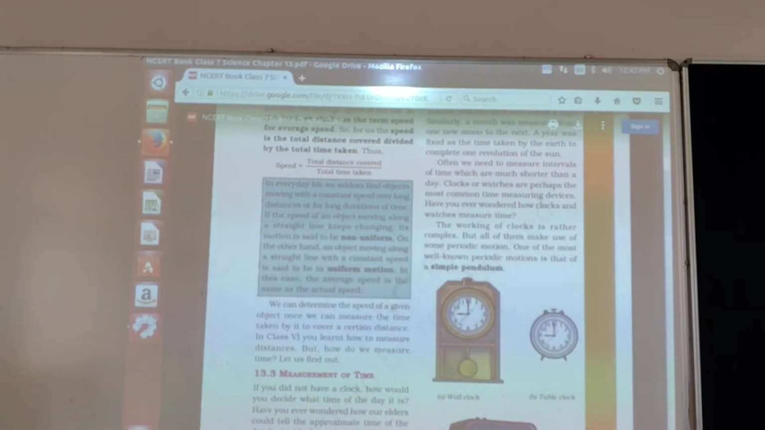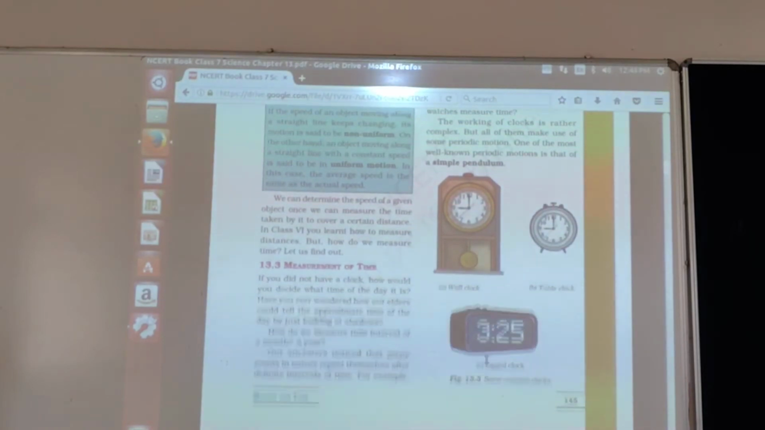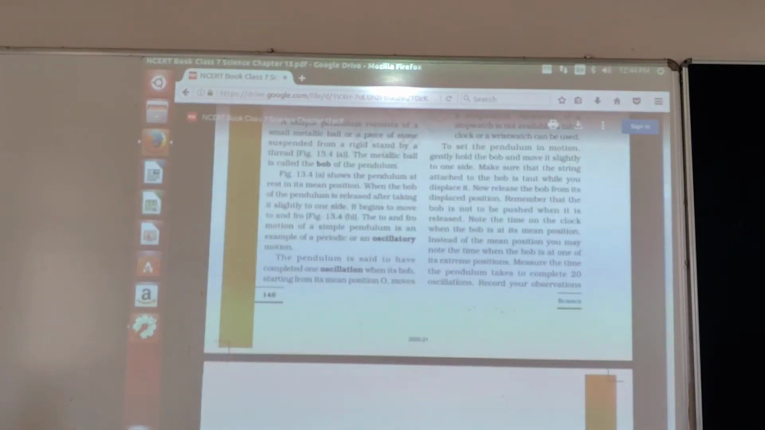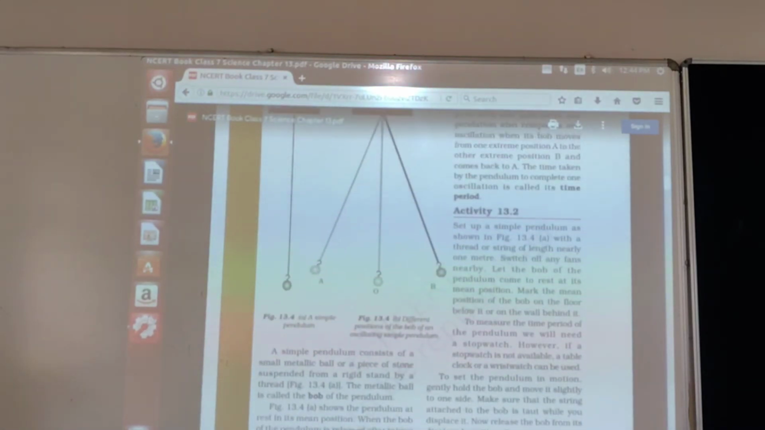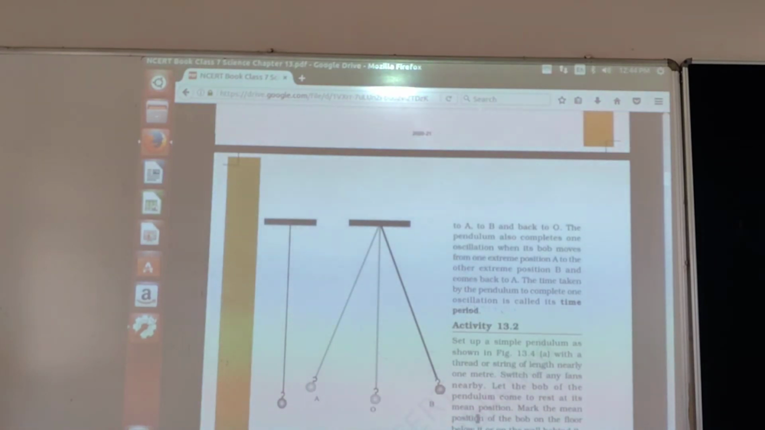Here you can see a clock, and here a pendulum is also there. This one is a pendulum clock, this one a table clock, and this one a digital clock we can see, just numbers. And here, one pendulum. See, this is the pendulum. So a simple pendulum here.